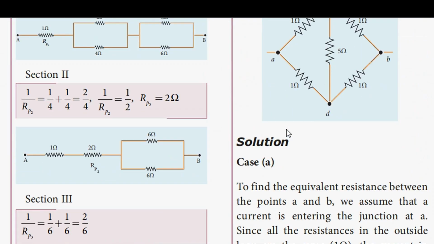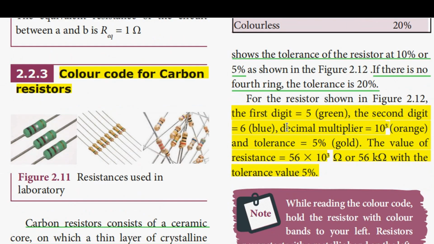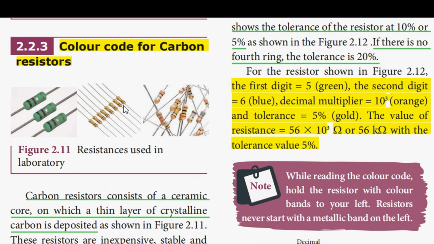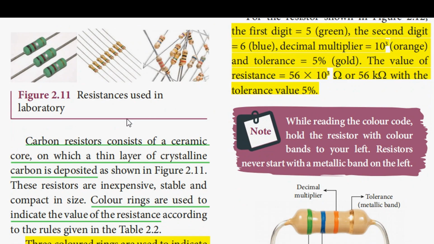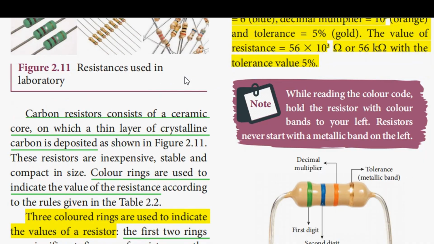Next, we are going to study about the color code for carbon resistors. These carbon resistors look like this, and can be used in electronic circuits. Here the carbon resistors consist of a ceramic core on which a thin layer of crystalline carbon is deposited, as shown. These resistors are inexpensive, stable and compact in size. And to know the value of the resistances, we can use the color rings. They are used to indicate the value of the resistance.